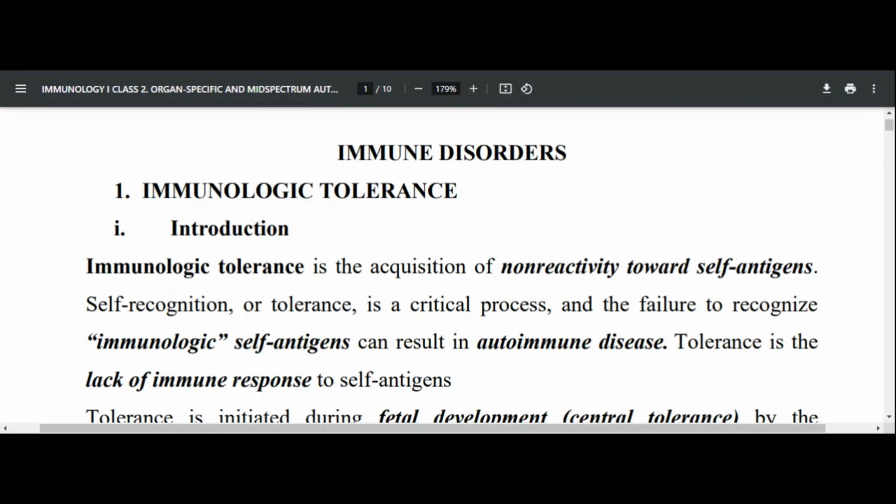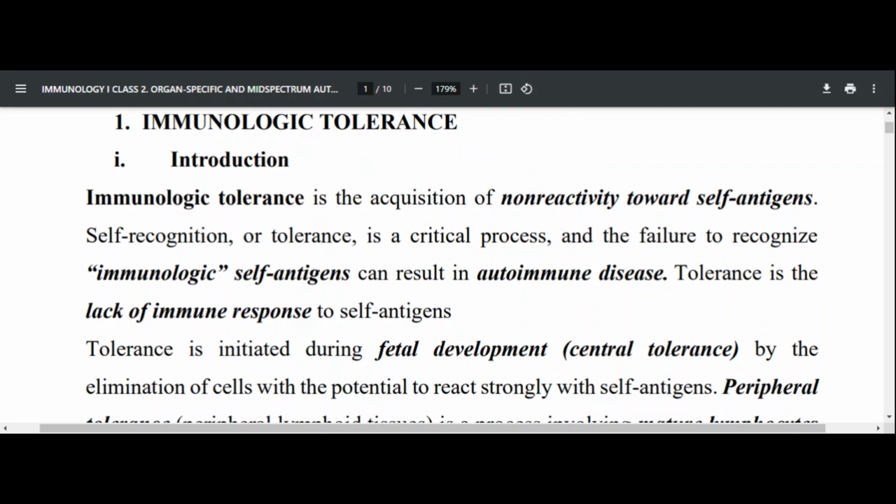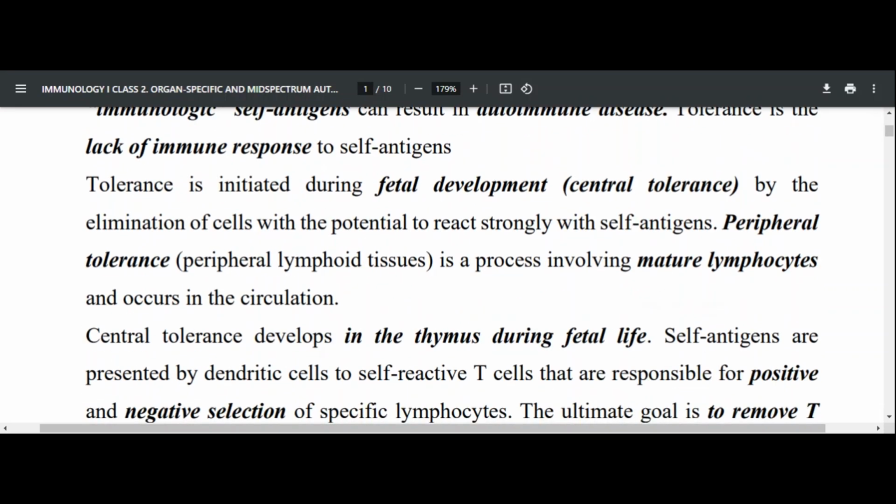Tolerance is initiated during fetal development. That type of tolerance is what we call central tolerance, by the elimination of cells with the potential to react strongly with the self-antigen. These cells are eliminated during fetal development. Peripheral tolerance, on the other hand, is peripheral lymphoid tissue tolerance, a process that involves mature lymphocytes and occurs in circulation.